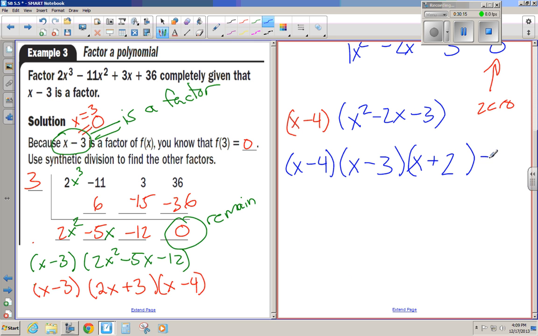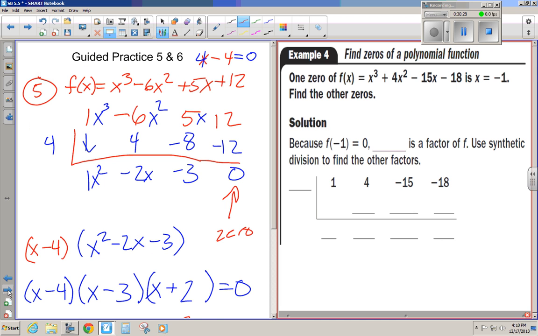If I were to ask you, what are the zeros? What makes this factored equation equal to 0? You would look at this and say 4, 3, -2. And that leads us into the next part. You can use synthetic division to find all of the other zeros.